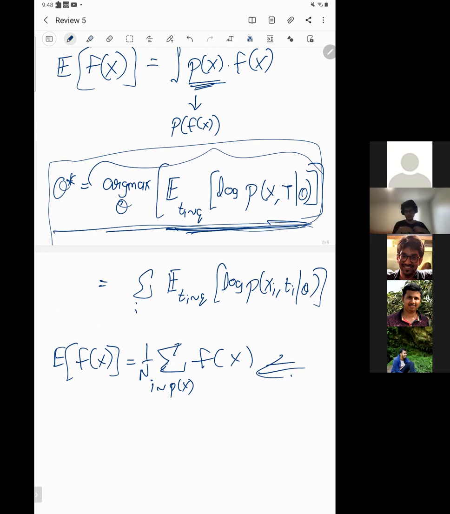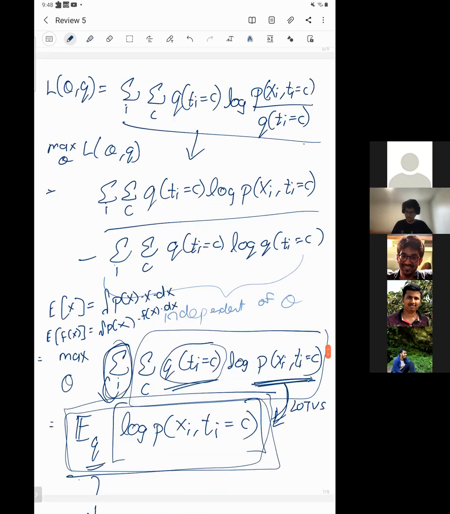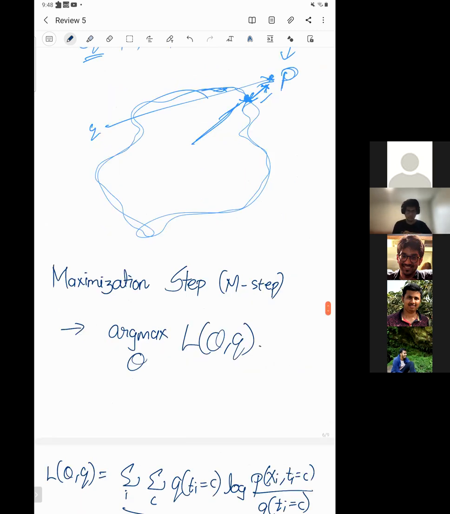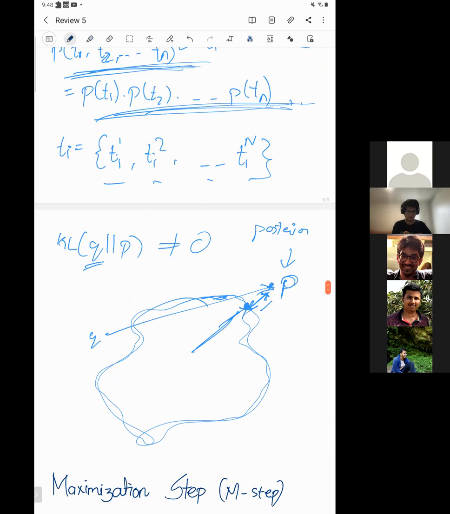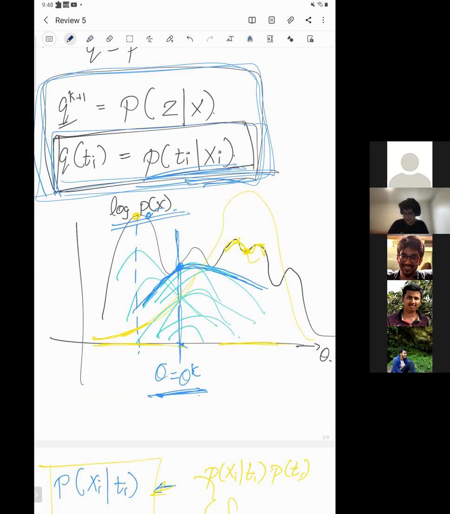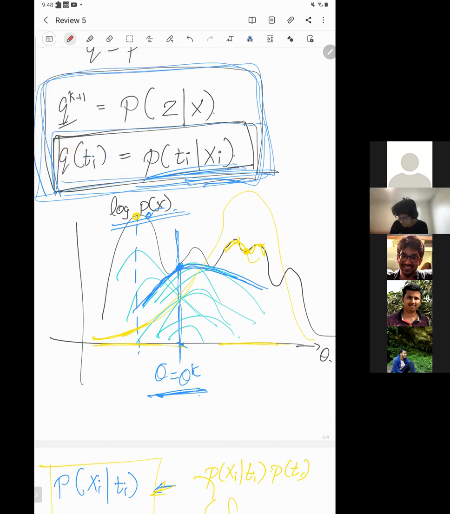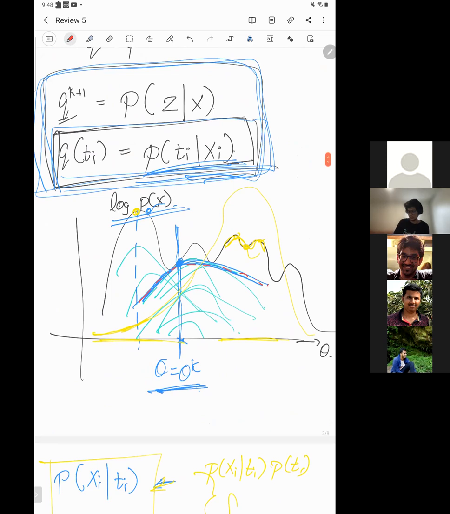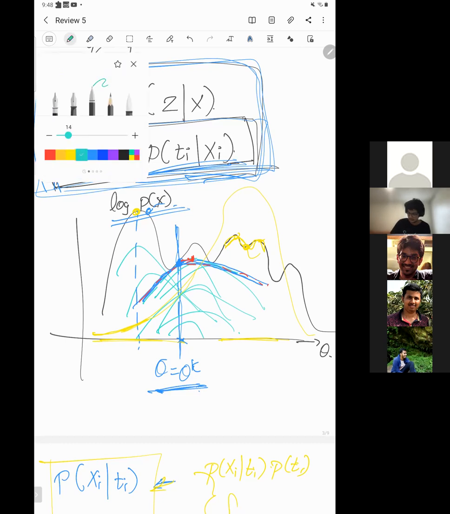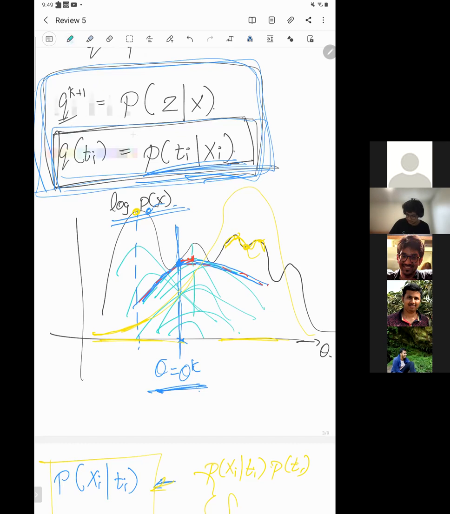And now after one iteration, we move closer to our estimate. If you are able to see this diagram, we choose this distribution in the E step, and then in the M step, what we are doing is moving our theta closer over this distribution to its maximum value. So now this is the maximum value, so theta moves here, and then we have this new estimate of theta, so this becomes theta k plus 1.